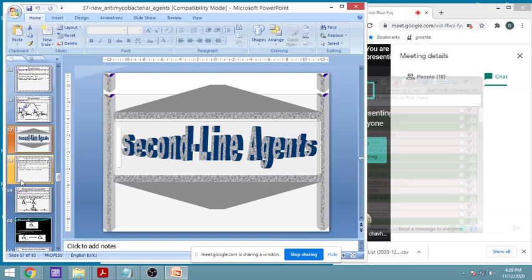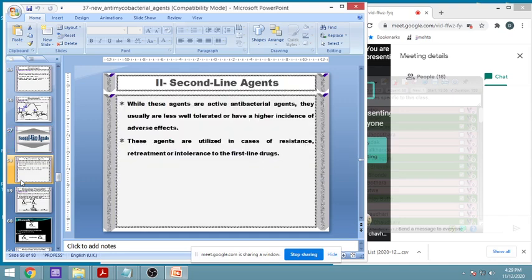Then next are the second line agents. These are the agents used when the first line is not used. In first line we have seen so far five: INH, then rifampicin or rifampin derivatives, then pyrazinamide, fourth is ethambutol, and fifth is streptomycin. So these five are the first line treatment. We shall see the regimens and how the mix is at that time.